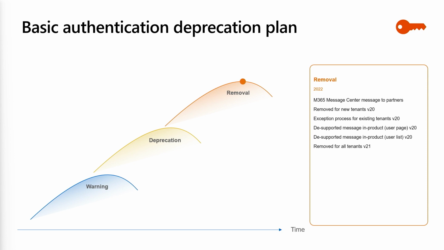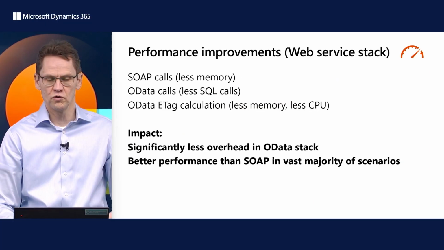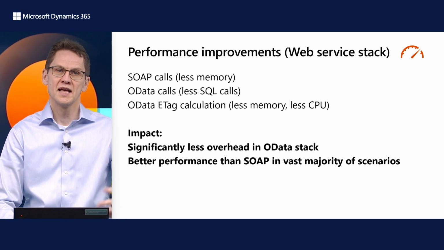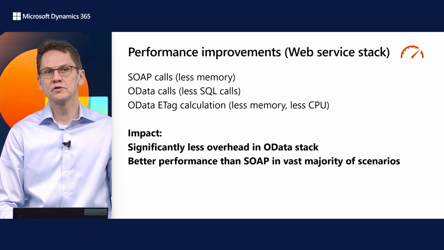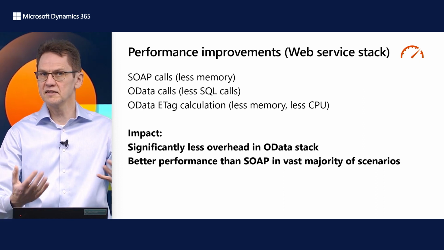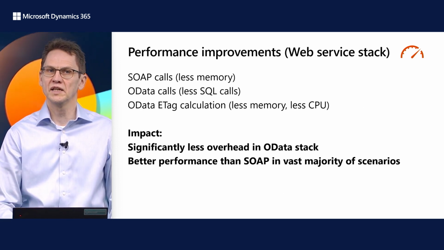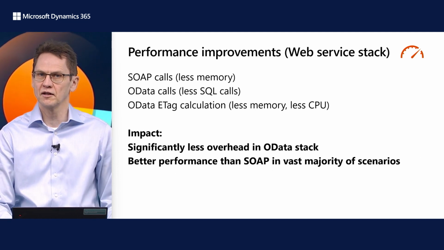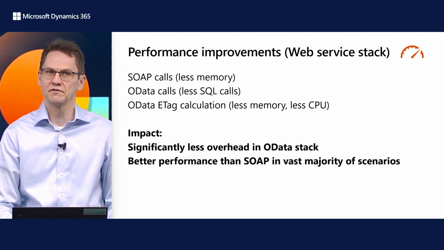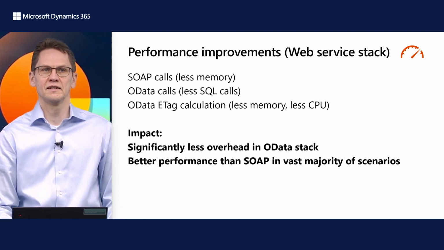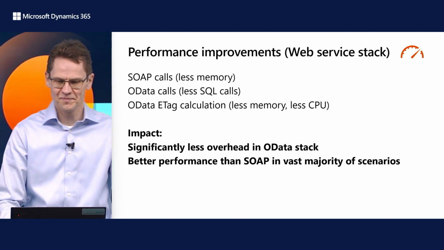Apart from that, in the web services stack, we have also made some performance improvements. As always, we are mainly focusing on the OData calls, and in this release, we have particularly improved the ETAG calculation, meaning that for large data sets, that becomes significantly faster. We actually did find a little thing we could also improve in SOAP.